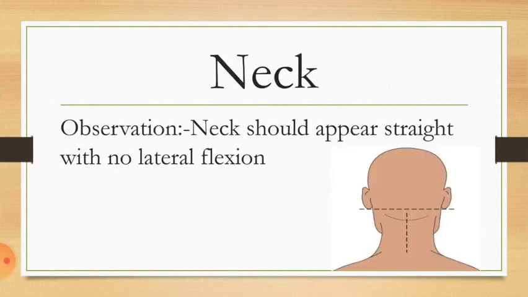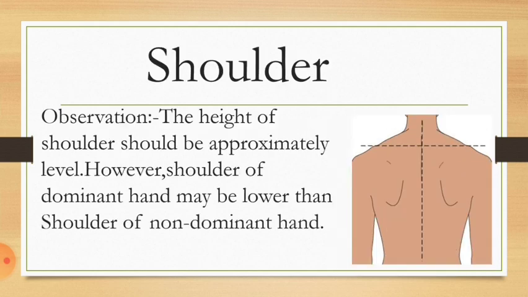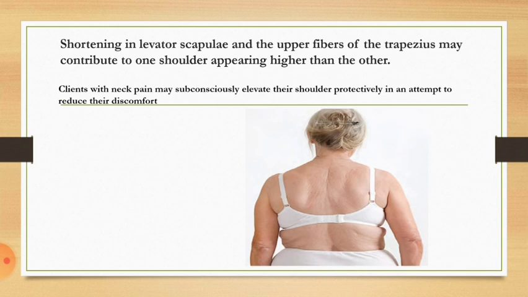Neck. Observe the neck should appear straight with no lateral flexion. Now shoulder. Observe the height of the shoulders should be approximately level. However, the shoulder of the dominant hand may be lower than the shoulder of the non-dominant hand. Shortening in levator scapulae and upper fibers of trapezius may contribute to one shoulder appearing higher than the other. Clients with neck pain may subconsciously elevate their shoulder protectively in an attempt to reduce their discomfort.